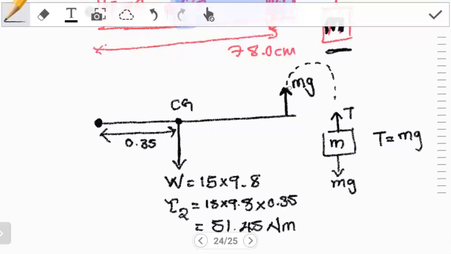The next thing is, what is torque 1? Torque 1 is the influence of the weight of the mass. So that is torque 1. The weight is just mg. The distance we're given is from the hip joint to where the force is attached.